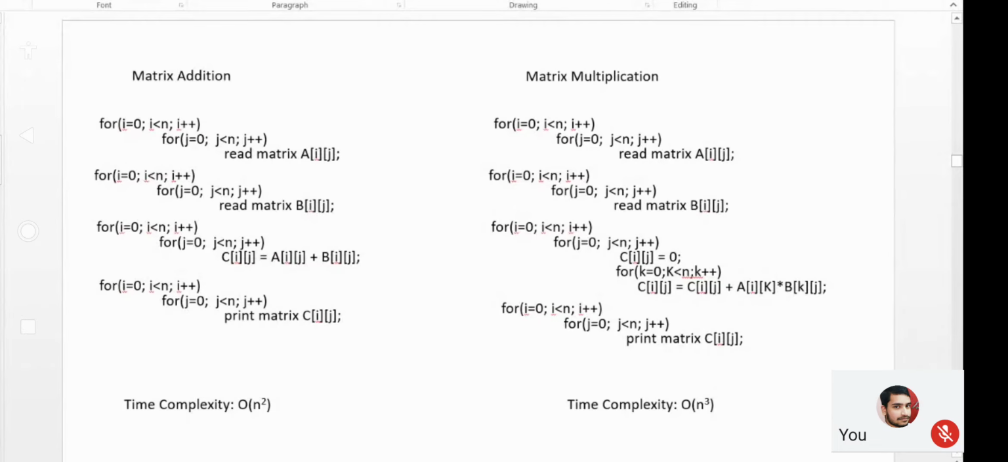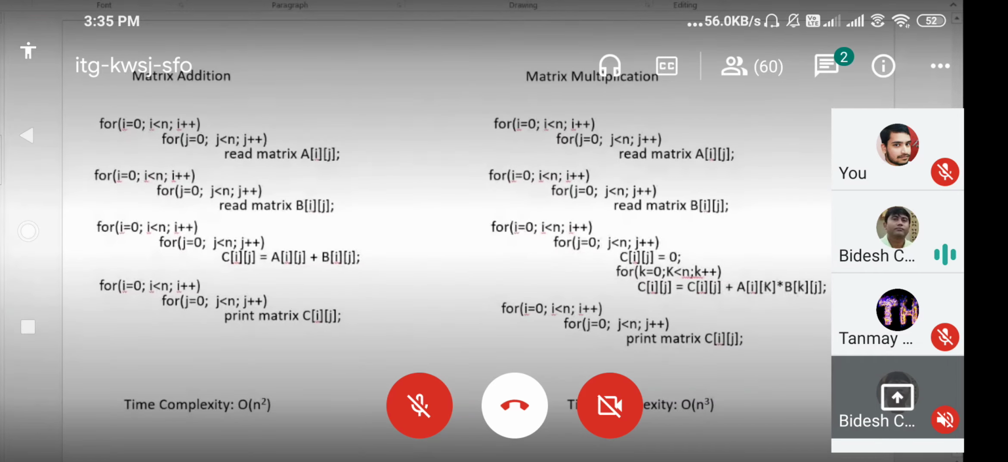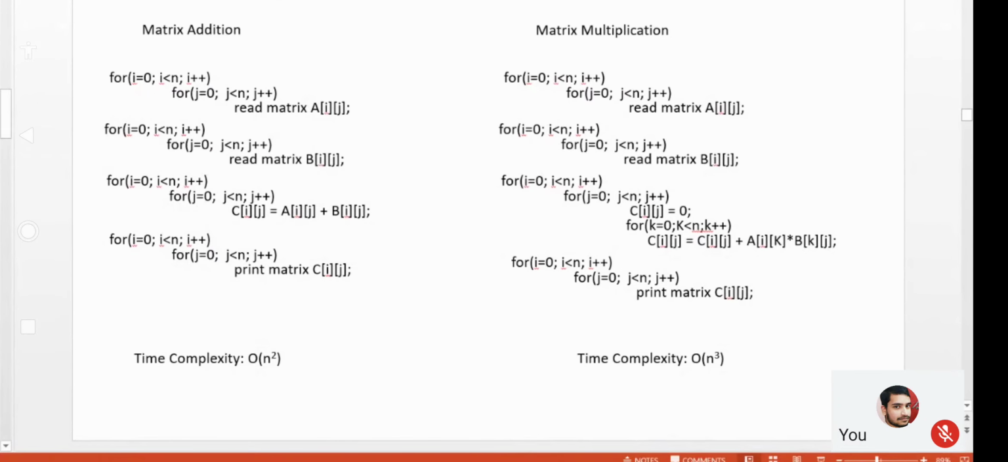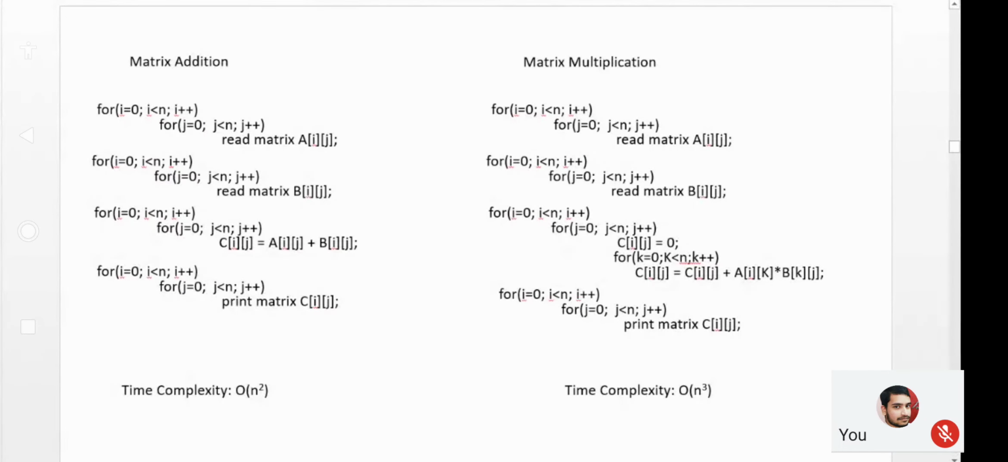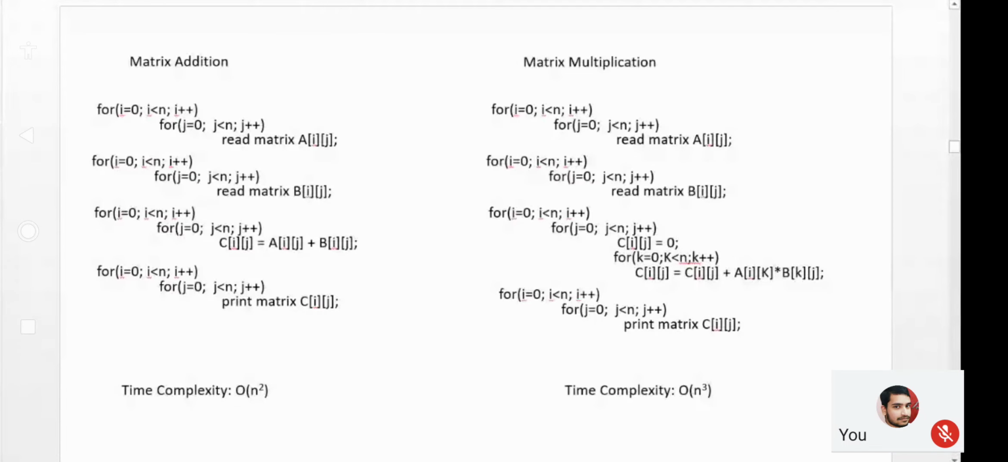I assume you know how to write the C code of matrix addition or multiplication on any platform. Whatever the platform, first you have to read matrix A, that takes n square time. Next you have to read matrix B, again it takes n square time. After reading A and B, you have to add those matrices and store the result in matrix C. That also takes n square time.